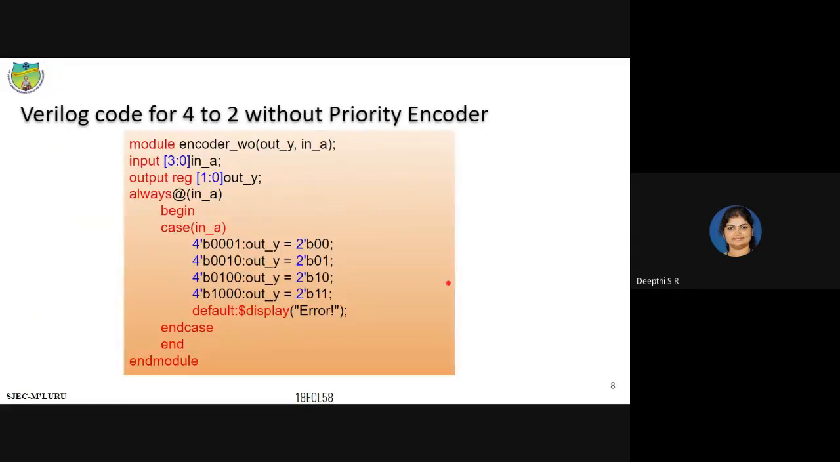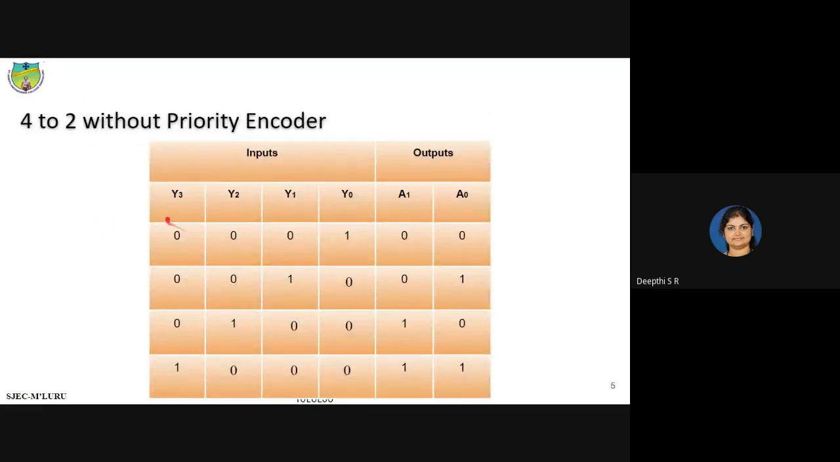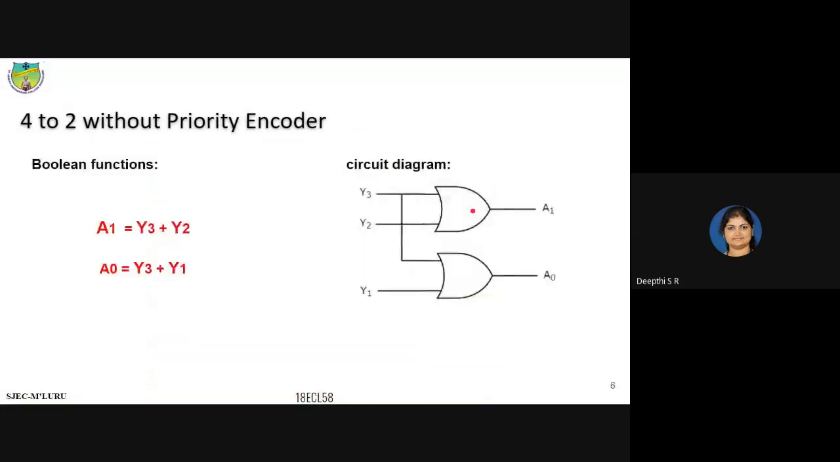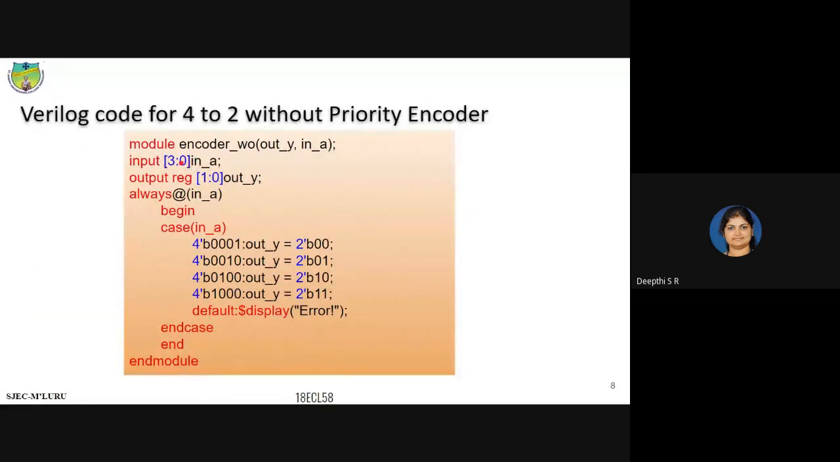So this is the Verilog code for the 4 to 2 encoder that is without a priority. As you see here in the previous slide, you have 4 inputs and 2 outputs. So in the program, I have used the vector. Okay, so you have to start with the module keyword, then you have to give some name to the module. It is encoder underscore WO, that is for the without priority. I have used this. Then inside the parenthesis, you have the port list.